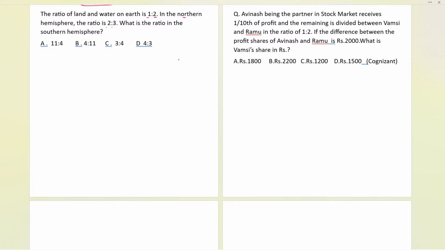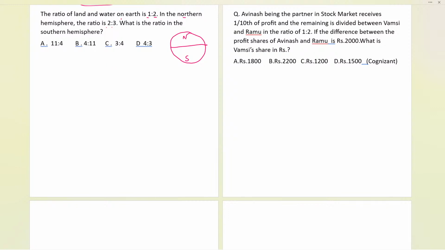What is this northern and southern? If I draw the complete earth, there will be a northern hemisphere and a southern hemisphere. If I take a Costco ball and make it into halves, the top part will be north and the bottom part you can consider as south. Now let us consider first.